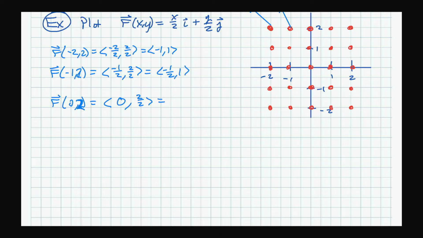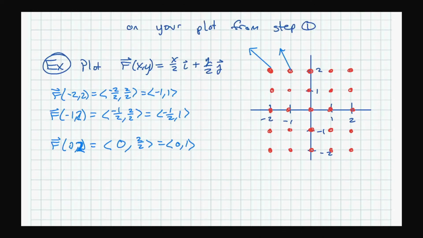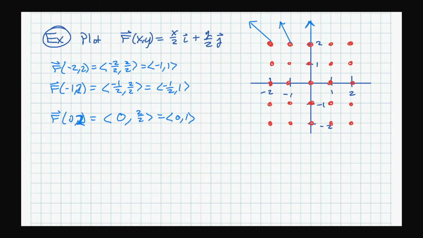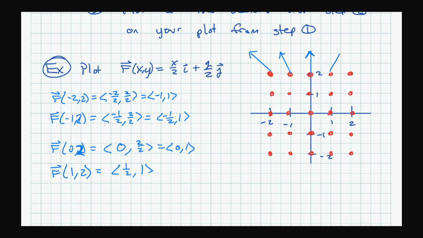0, 2 is going to give me 0, of course, 0, 1 over here, which is this. Then you move over, f of 1, 2. So that's going to be 1/2, 2 over 2, which is 1. That looks like this. And then I'm not going to plot the last one, but it'll look like that.